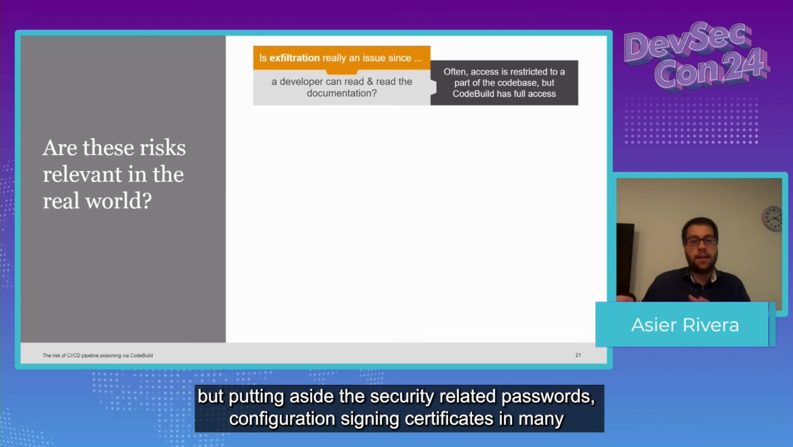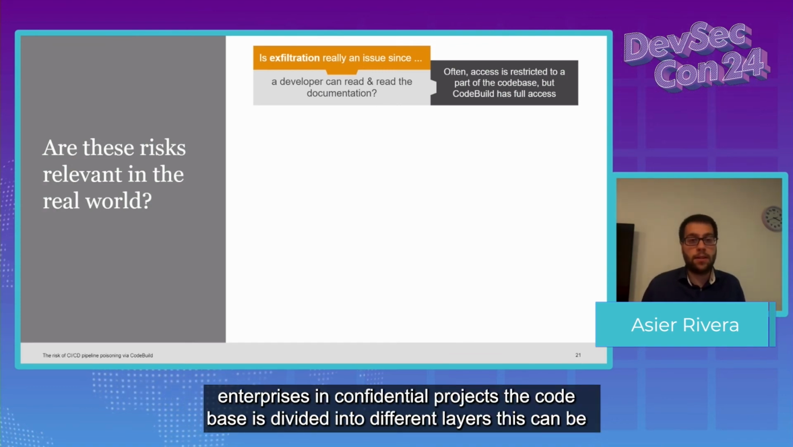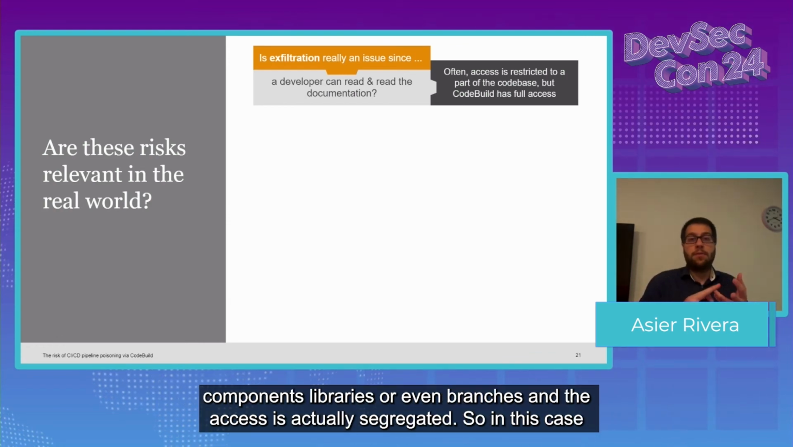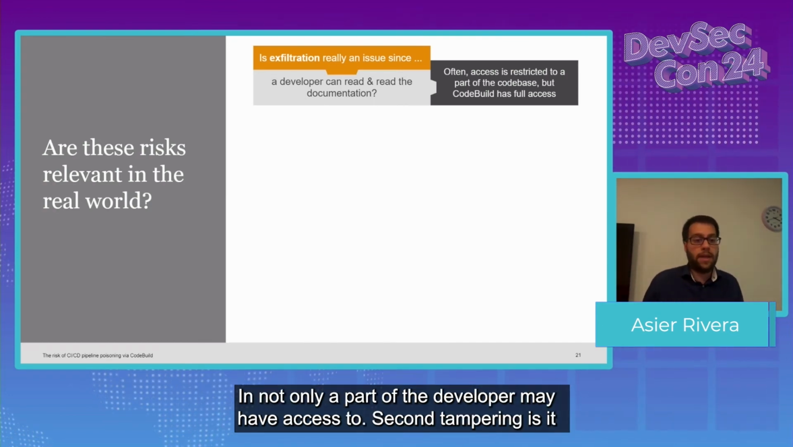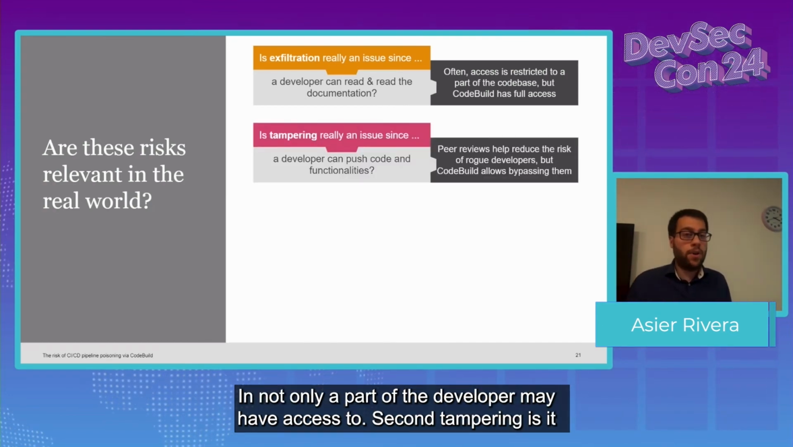But putting aside the security-related passwords, configuration, and signing certificates, in many enterprises, in confidential projects, the code base is divided into different layers. These can be components, libraries, or even branches, and the access is actually segregated. So in this case, this allows bypassing those controls, because CodeBuild requires access to the full source code, and not only a part that the developer may have access to.